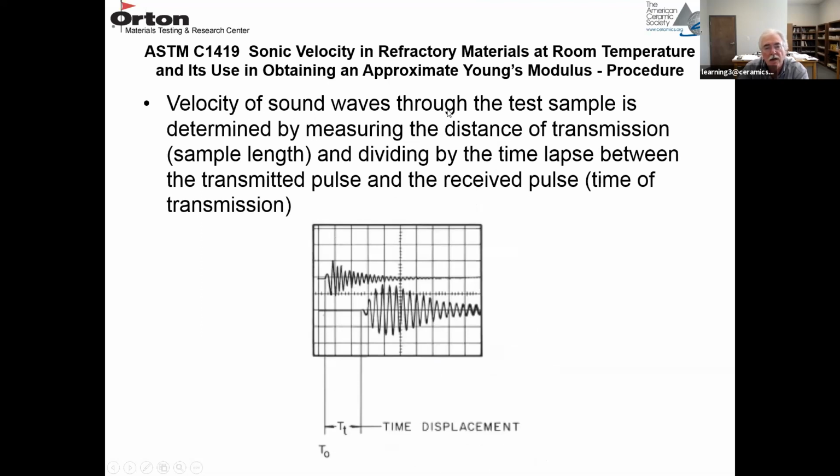So the velocity of sound waves through the test sample is determined by measuring the distance of transmission, which is the sample length, and you divide that by the time lapse between the transmitted and received pulse. So that's the length divided by the time of transmission. On an oscilloscope, you'll see this time displacement. This is where the pulse enters the sample, and this is where it leaves the sample. So you have this time, and that's your time of transmission.